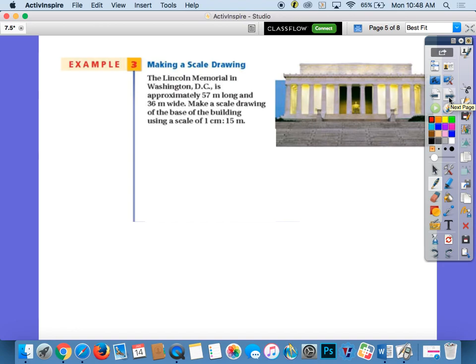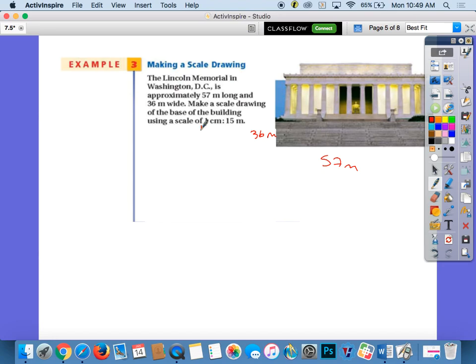Okay, so here's another example. We're going to go through one more example where you can see how the scale is going to matter, and then we'll change gears for one last concept. So our Lincoln Memorial in DC is approximately 57 meters long, and it's going to be 36 meters wide. So units aren't going to matter in this case.